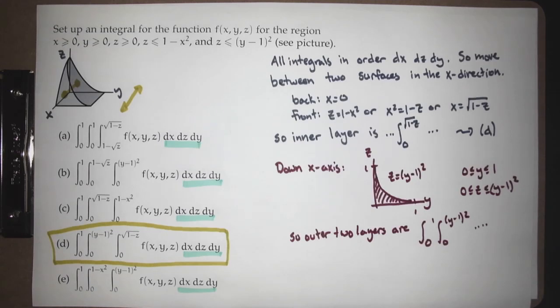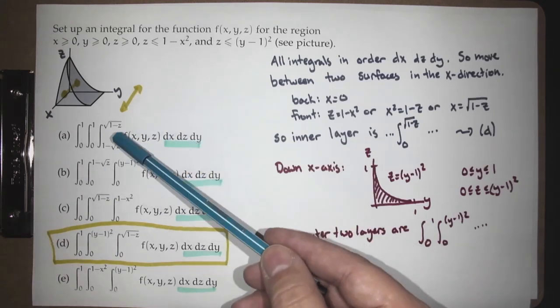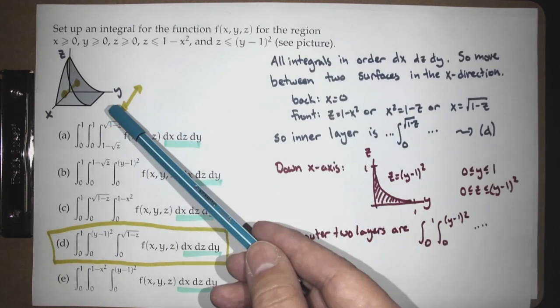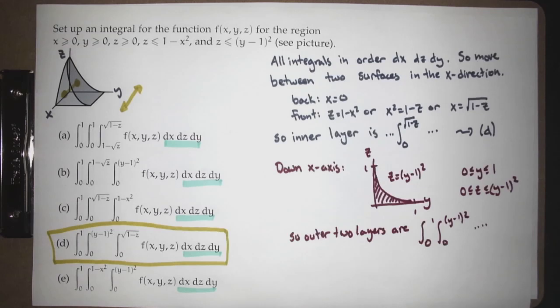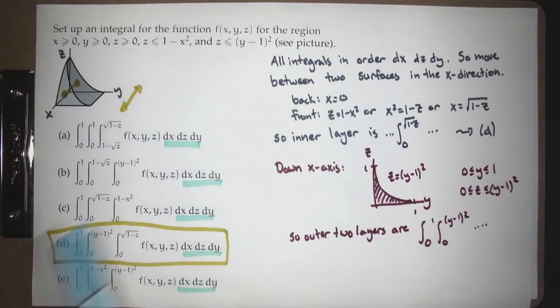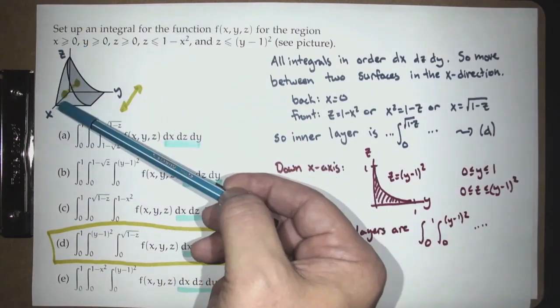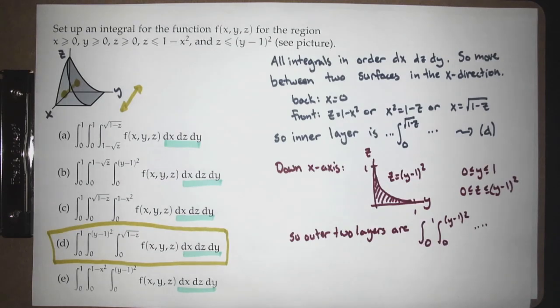Now, what's going on? Well, you start by saying, look, all the integrals are in the same order. So that says the inner integral is an x. So I can think about what's happening just with the inner integral by saying I'm going to be moving back and forth in the x direction. So if I'm moving back and forth, the back side is going to be the plane x equals 0, also known as the yz plane. The front side is this face, which depends on x.